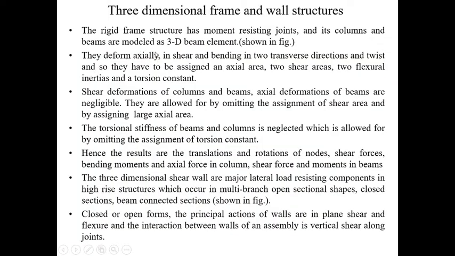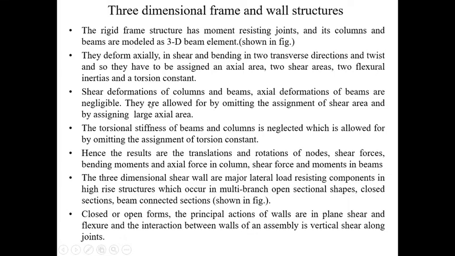Now they will deform axially, in shear and in bending in two transverse directions, and twist will also be there. That is a rotation. So they have to be assigned an axial area, two shear areas, two flexural inertias and a torsion constant. Since there is twist, you have to give the torsion constant. So these are the values to be assigned.